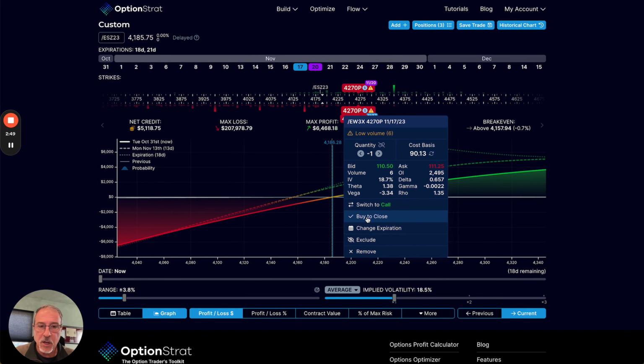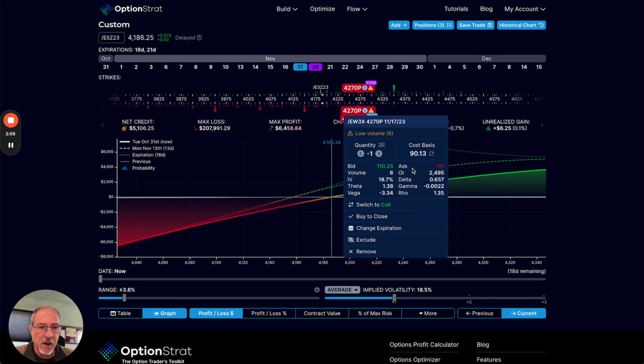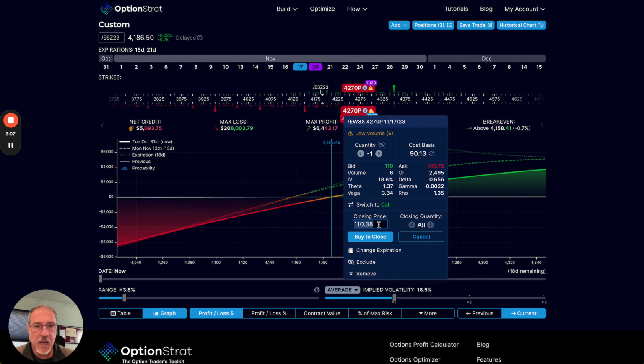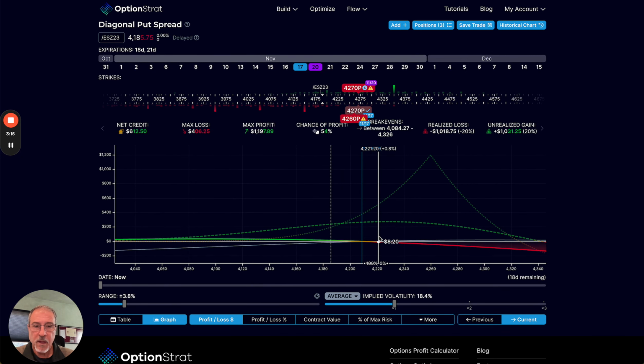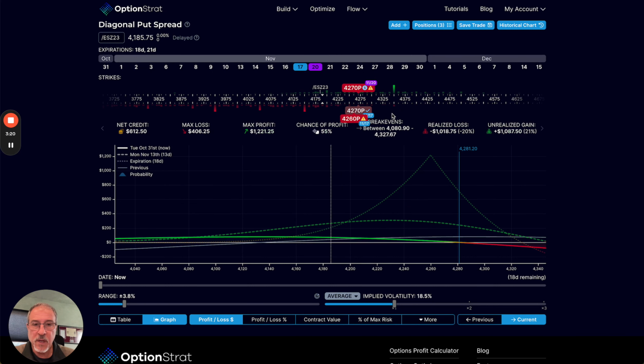Now I'm going to buy to close this one. We can see the bid-ask spread here, 110 to 111.25. So it looks like if I were to go at 110.75, that would be realistic. So I'm going to buy to close. Let's see, 110.50 I think is probably an appropriate number. So 110.50, buy to close. And you can see what that now does for this position.